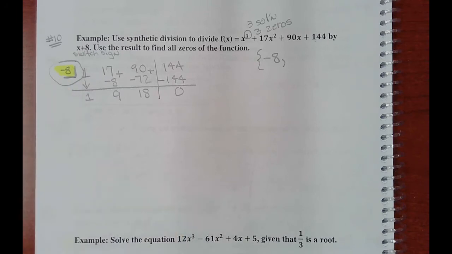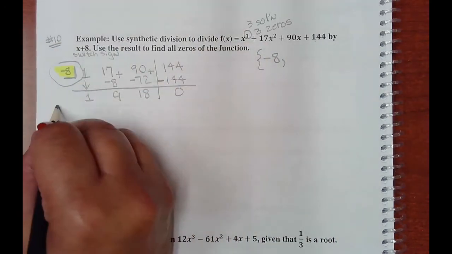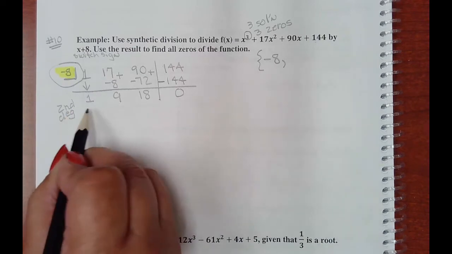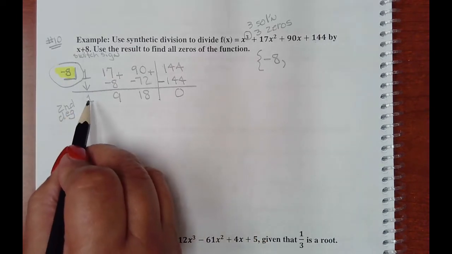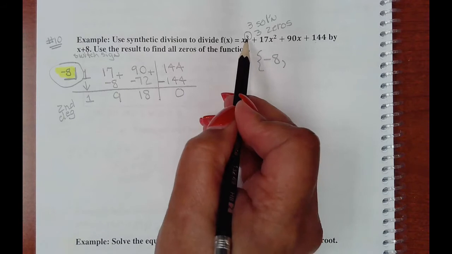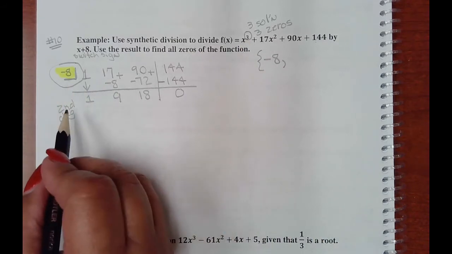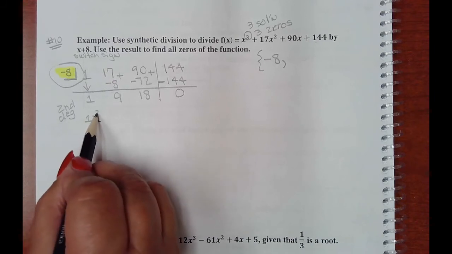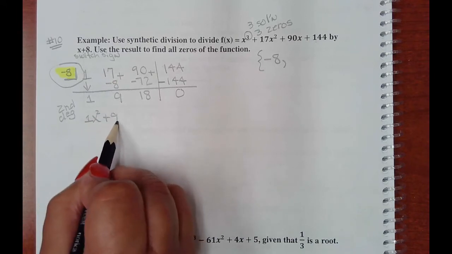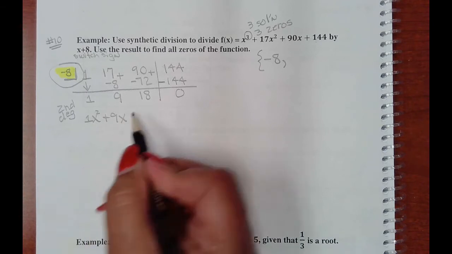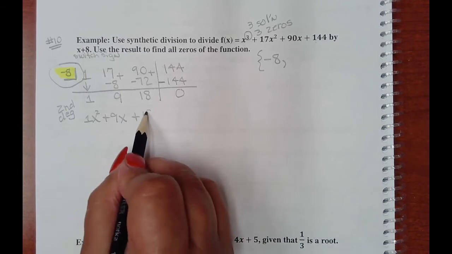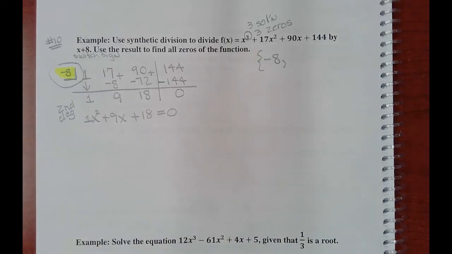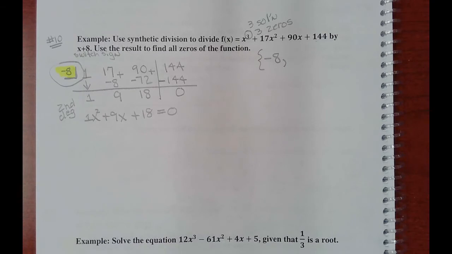I also, by doing this, have brought this down to second degree. That's what this string of numbers means right now. You just have to reattach the variable. So this is your second degree term. If you started with a third degree term, this is a second degree expression, with the first term being the coefficient of the second degree term, the second number being the coefficient of the first degree term, and this being the constant. And we want to know what would be the zeros or the solutions of this remaining second degree expression.